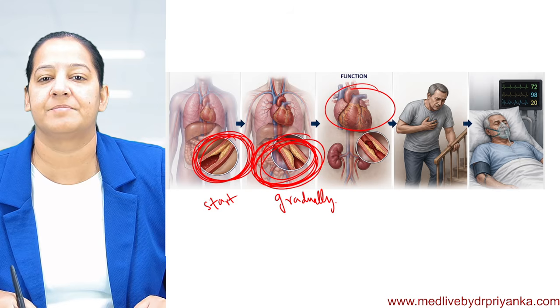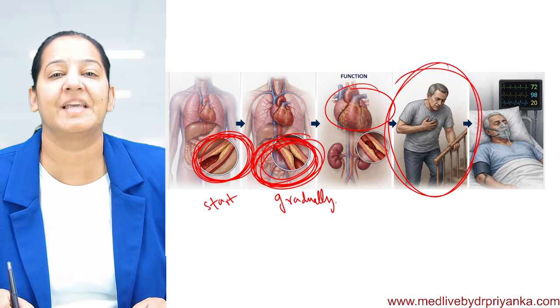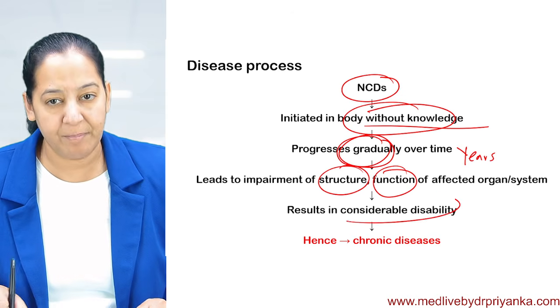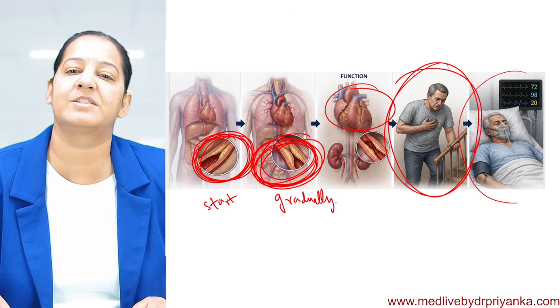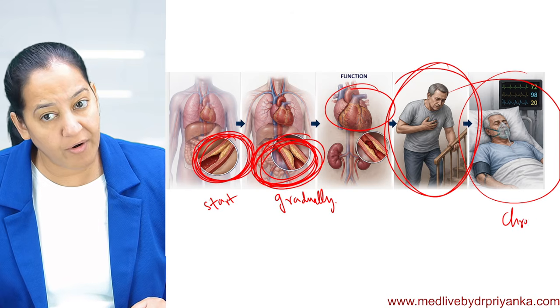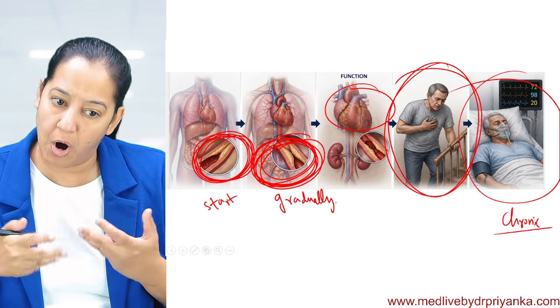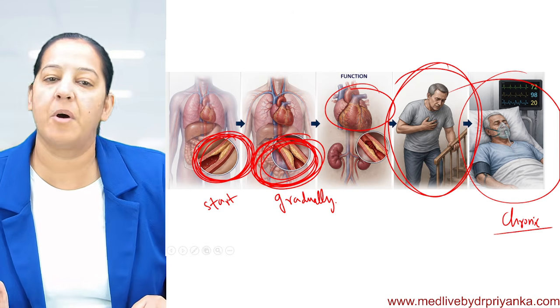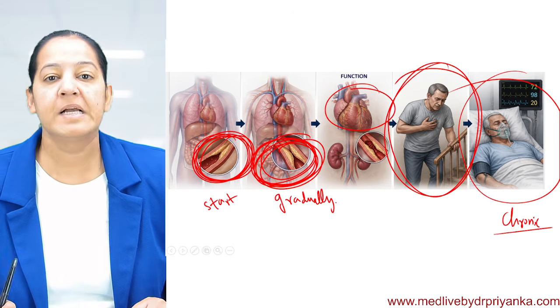Then the person will have the symptoms. Then the person will have chronic disability and a chronic disease throughout the life. The chronic diseases are throughout the life. They are not curable. Okay, they are of long duration. So that is the course.